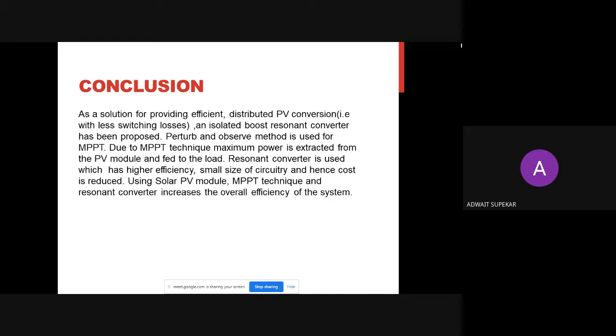Next. As a conclusion, we have found that when the MPPT algorithm with the P and O method, that is the perturb and observe method, is used with the resonant converter, we can get better efficiency than other systems. So we have proposed the use of MPPT with a resonant converter. This is the conclusion of our project.